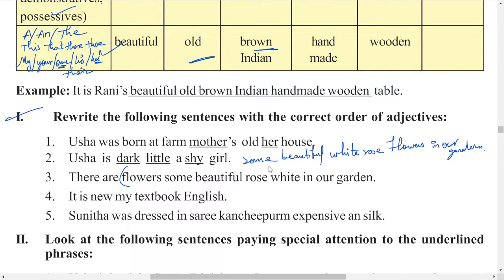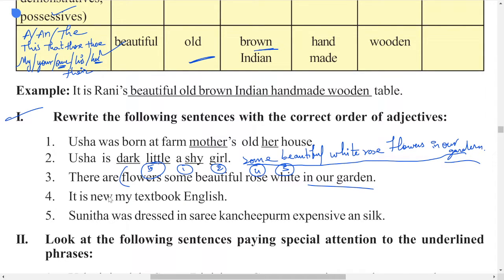So there are so many adjectives in this. See, we are speaking about some. This is first, some beautiful. Next one, third one. After quality, color. Beautiful white rose flowers. Okay, this is fine. Some beautiful white rose flowers were in our garden. This is a very lengthy one. So the rearrangement or reorder must be this one. Okay, so note down this sentence, some beautiful white rose flowers in our garden.